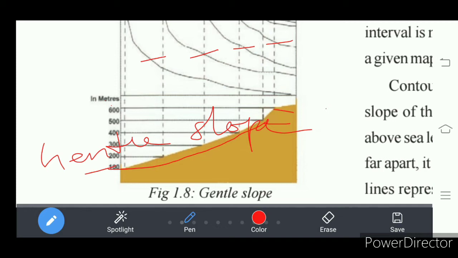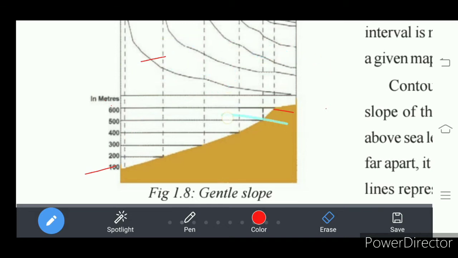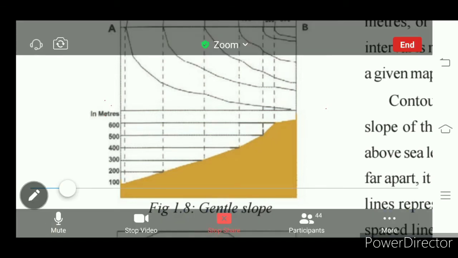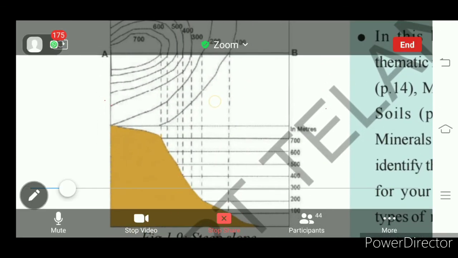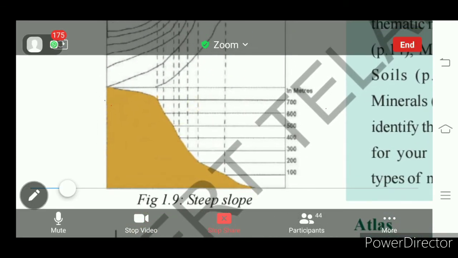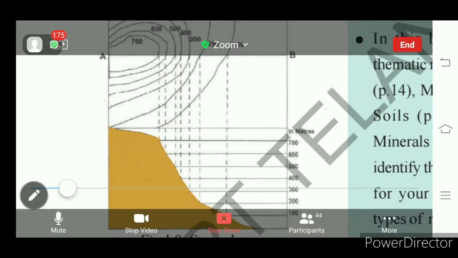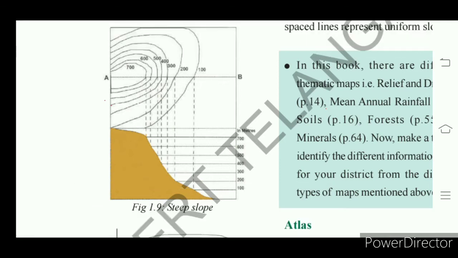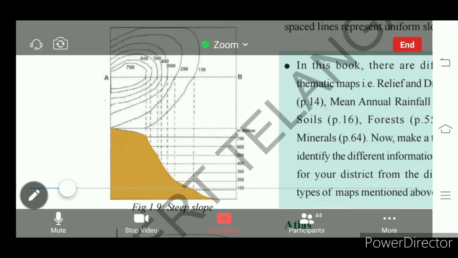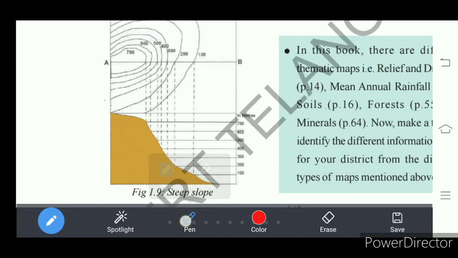Then how is a steep slope shown on a map? Let's see another figure to understand steep slope. Look at this one. This is figure 1.9 showing the steep slope.